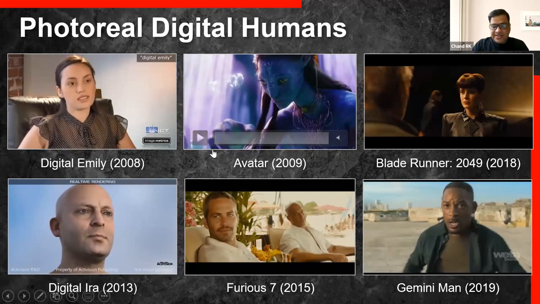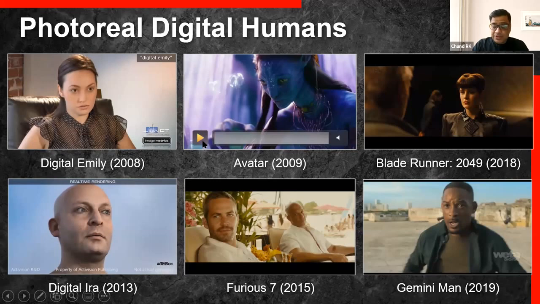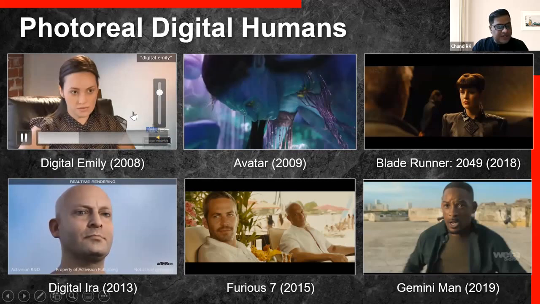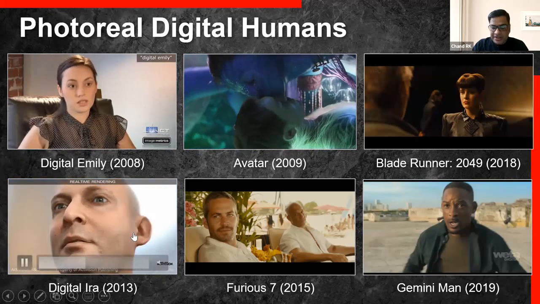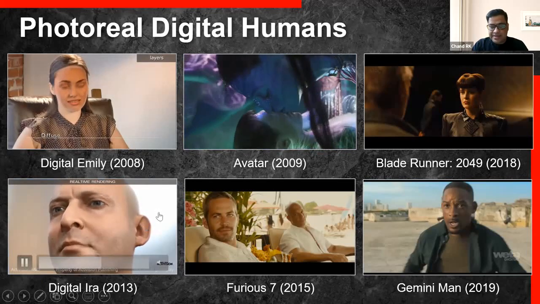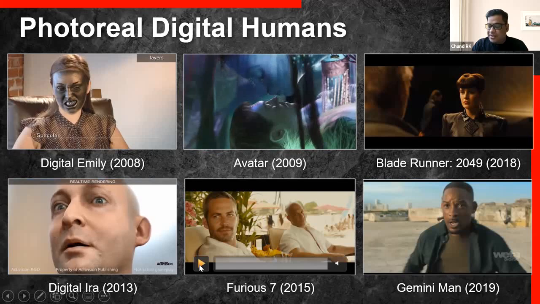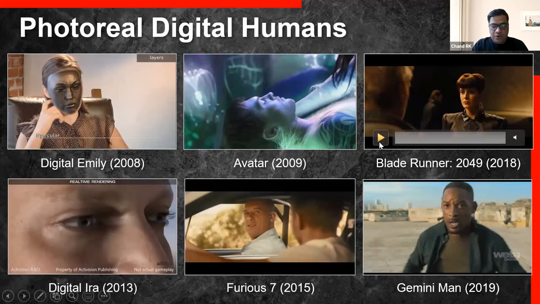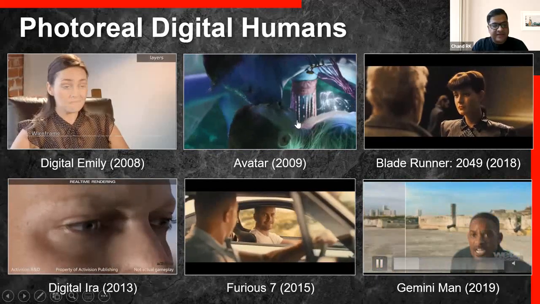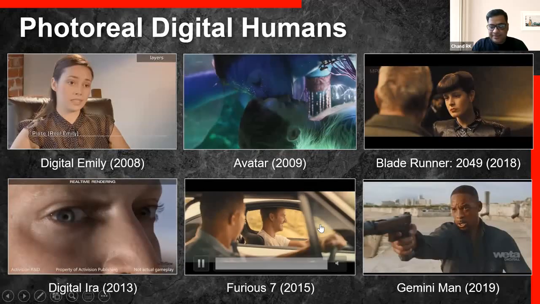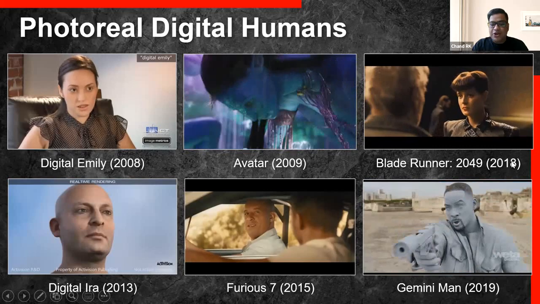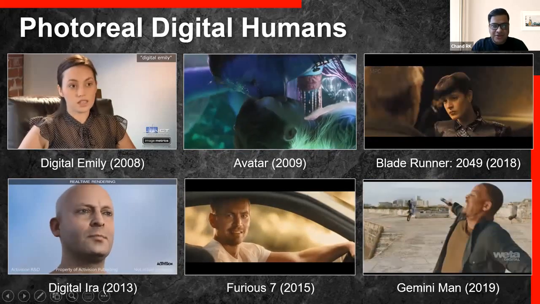High-resolution Light Stage facial scanning enabled, in 2008, the Digital Emily project, demonstrating one of the first photoreal digital actors, and in 2013, Digital Ira, one of the first real-time photoreal digital actors. The Light Stage facial scanning process has now been used in over 50 feature films, including photoreal digital actors in Avatar, Furious 7, Blade Runner 2049, and Gemini Man, as well as numerous video games and television shows.